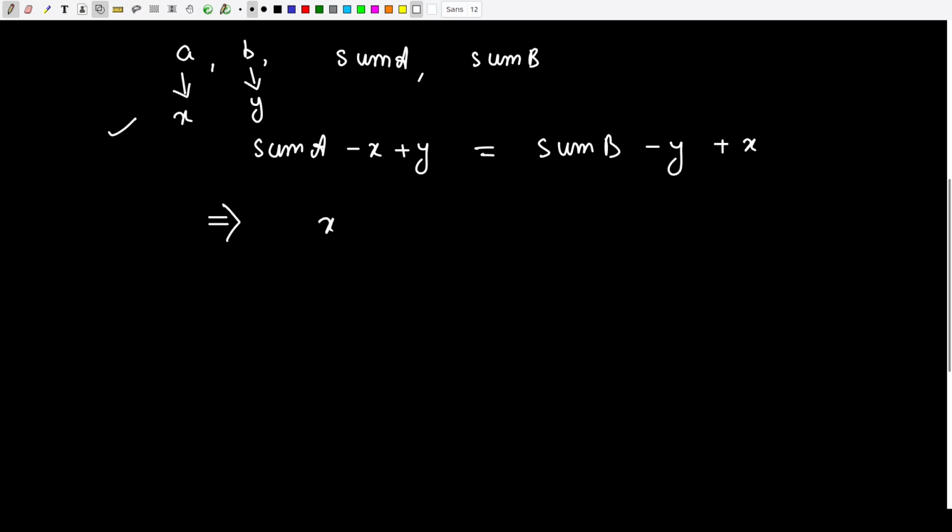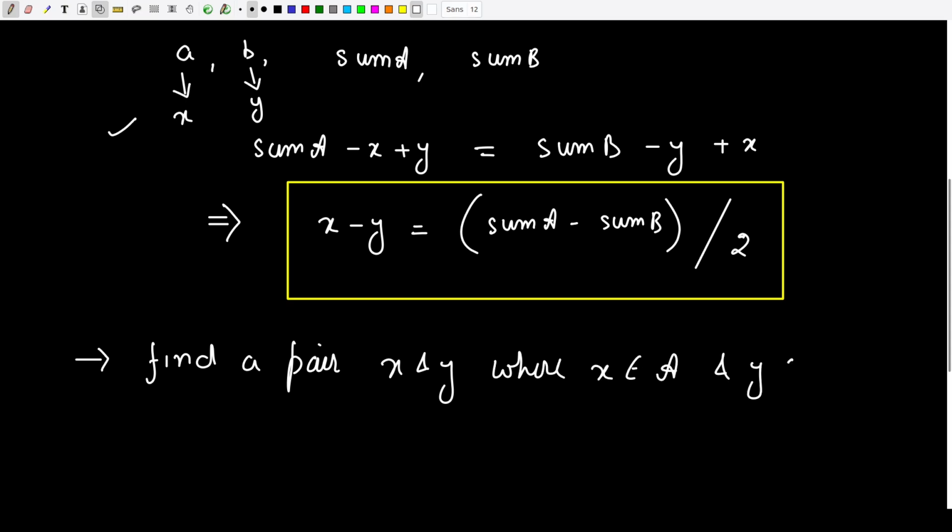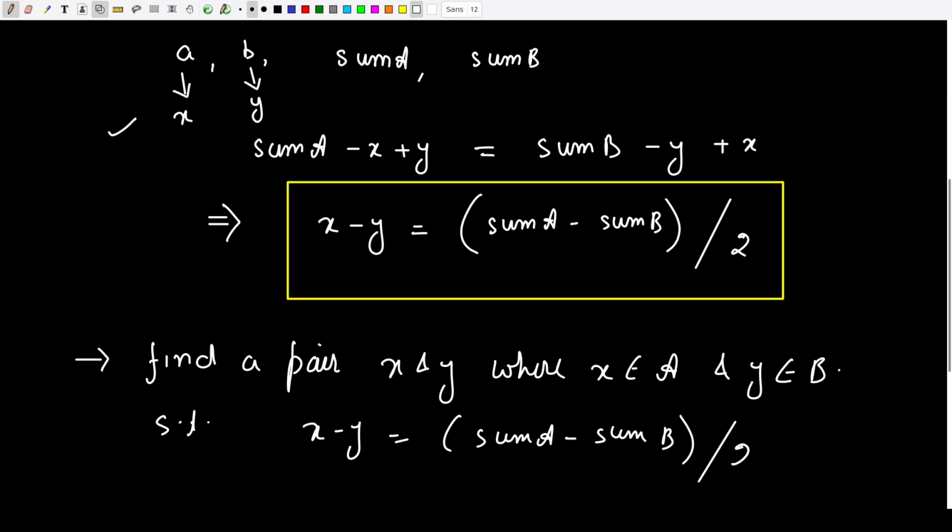So from here what we can obtain is X minus Y is equal to (sum of A minus sum of B) divided by 2. So now our problem has been reduced to another problem, which is to find a pair X and Y, where X belongs to array A and Y belongs to array B, such that X minus Y is equal to (sum of A minus sum of B) divided by 2. So this is what we need to find out. Now let us see how we will be able to find X and Y optimally.